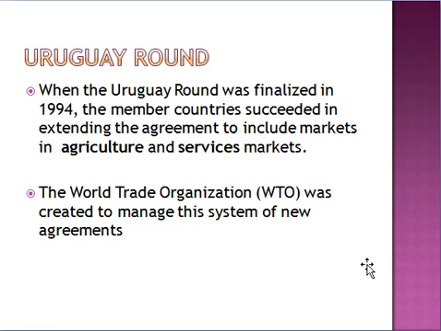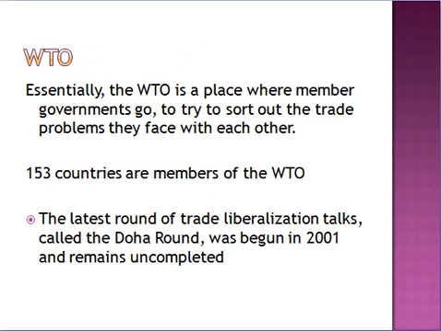The World Trade Organization was also created at the end of the Uruguay Round in order to manage this new system of agreements. The WTO is essentially a place where member governments go in order to try and sort out trade problems they face with each other. There are 153 members currently, and the latest round of trade negotiations is called the Doha Round, which began in 2001, but it is incomplete.